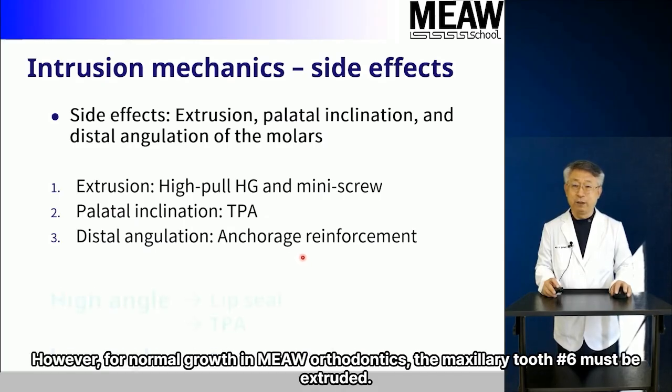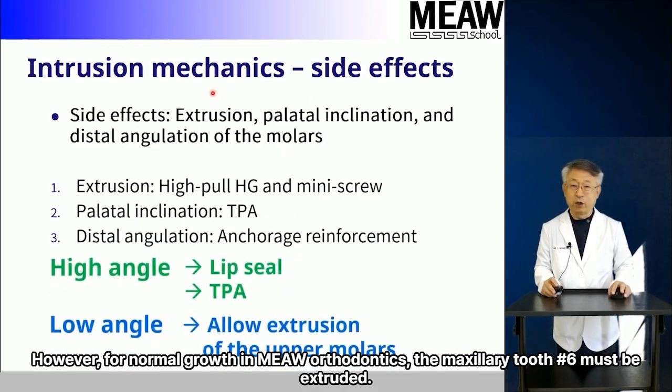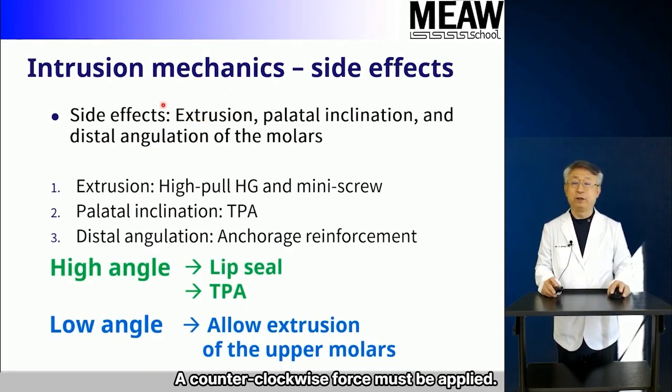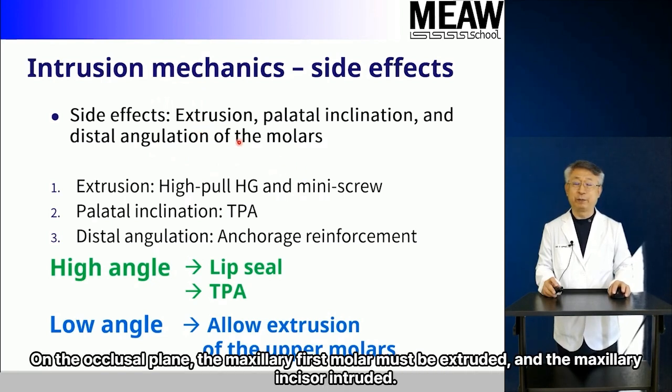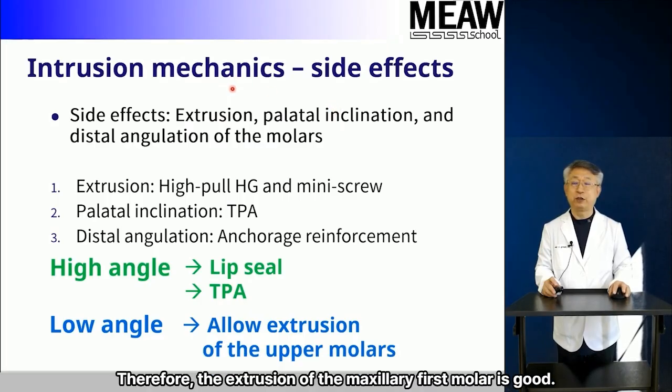However, for normal growth in myo-orthodontics, the maxillary teeth must be extruded. A counterclockwise force must be applied. On the occlusal plane, the maxillary first molar must be extruded, and the maxillary incisor intruded. Therefore, the extrusion of the maxillary first molar is good.